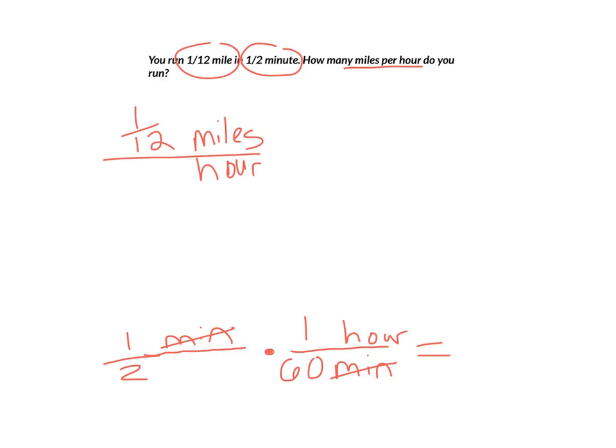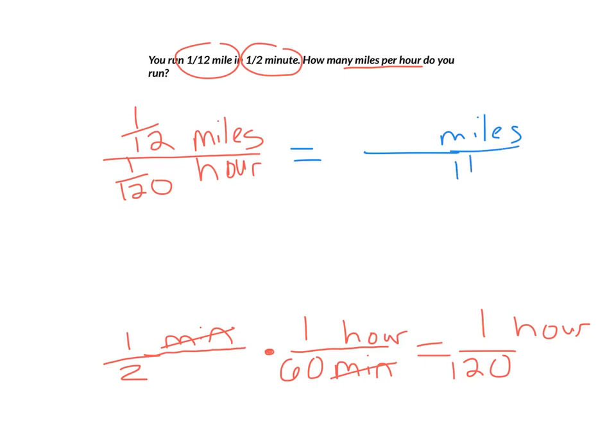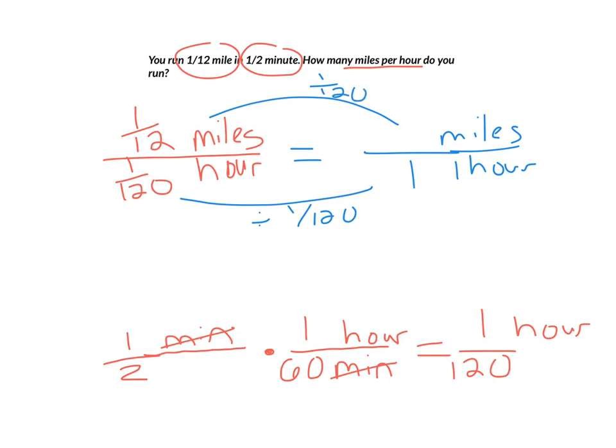1 times 1 is 1 hour, over 2 times 60 is 120. So we have 1/120th of an hour. So this is 1 over 1/120th. And now we can go ahead and complete our math because we have the right units. So if this was going to change into miles per 1 hour, then we would need to divide the bottom by 1/120th to get 1. That means the top has to be divided by 1/120th as well.